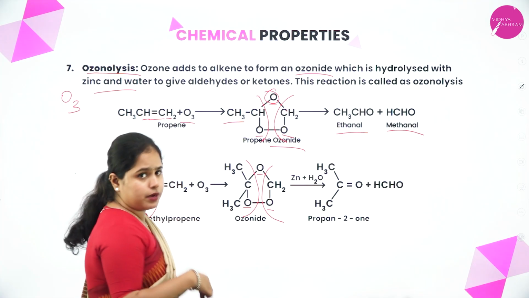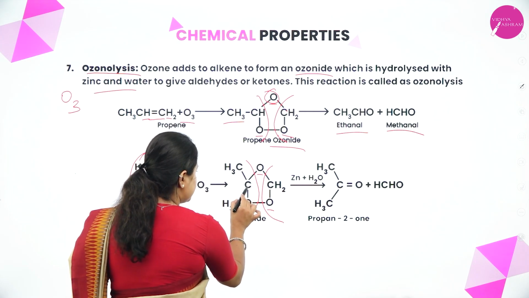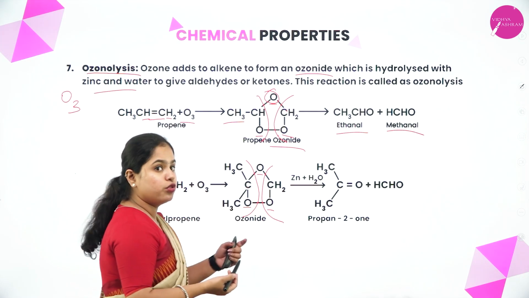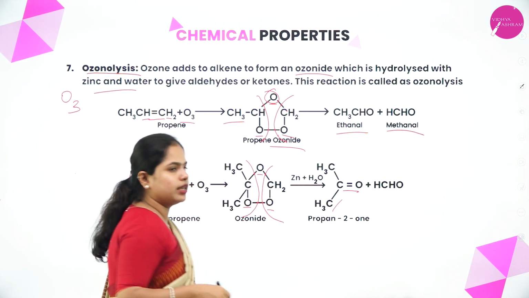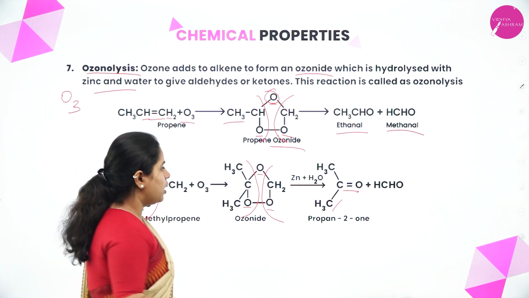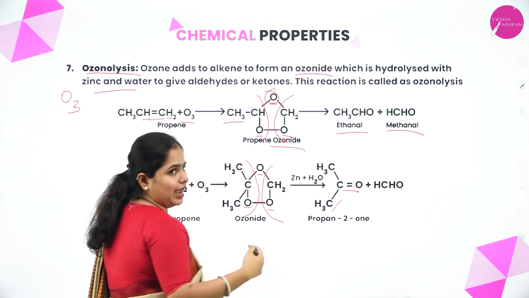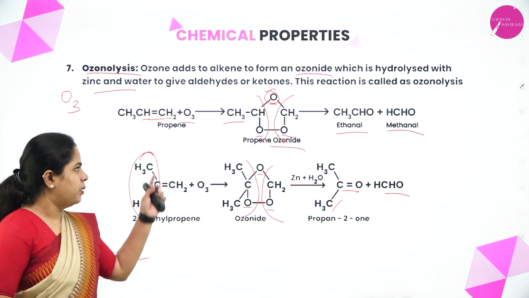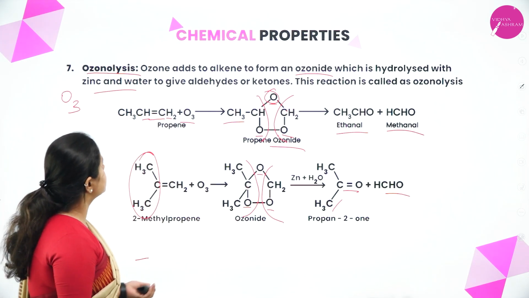Now what will happen in presence of zinc? You will get CH3, C, CH3 and this O is there. That means you are going to get a ketone, right? So CH3, C double bond O, CH3, that is a ketone, which is propan-2-one. Now what is present here? It's the same as what we got earlier, CH2O, that is HCHO, that is methanal. So this is how you can write the mechanism, or you can see the reaction in this form. So this is ozonolysis.